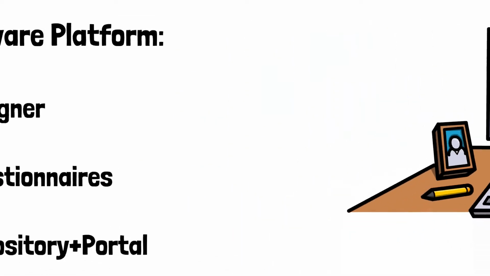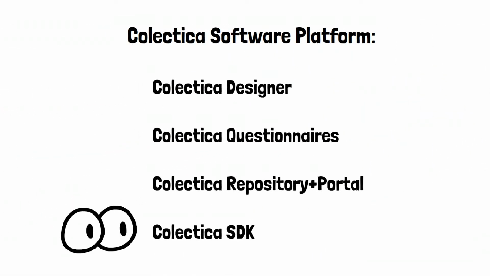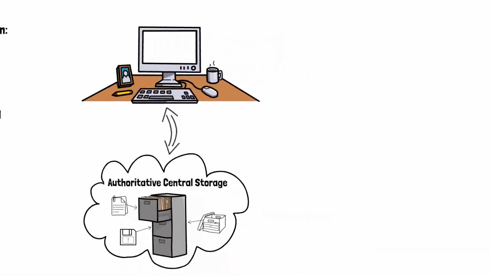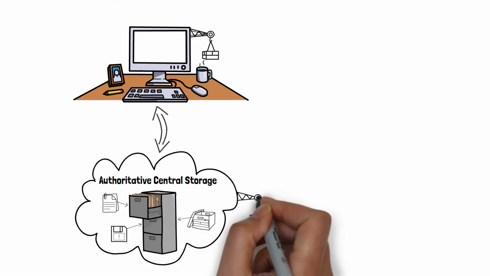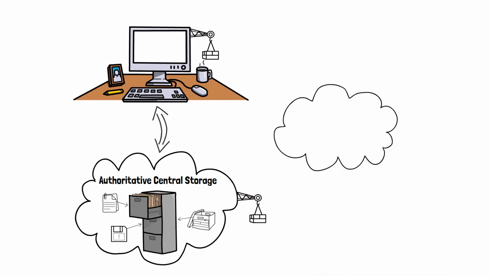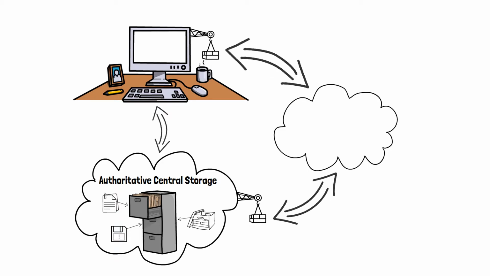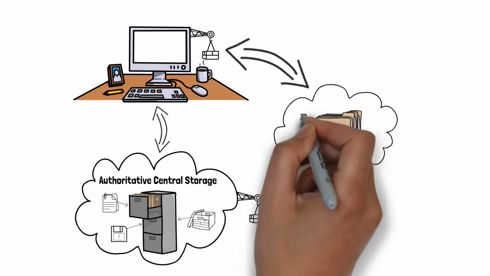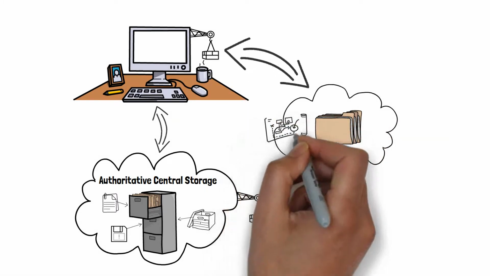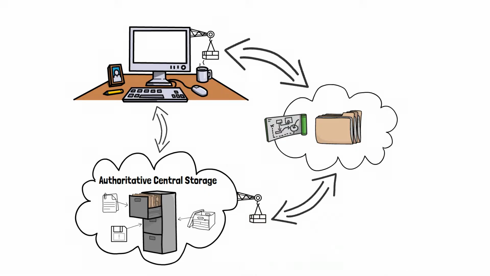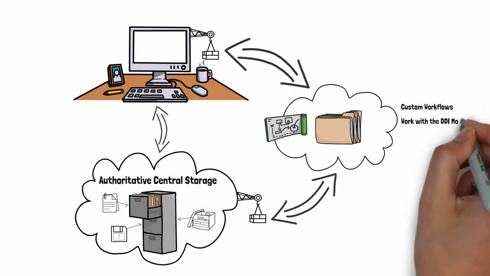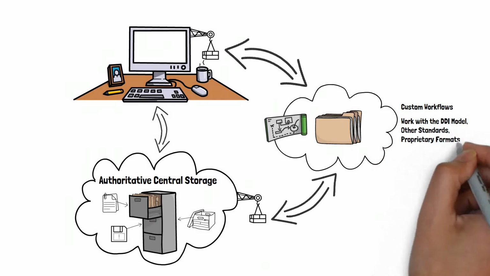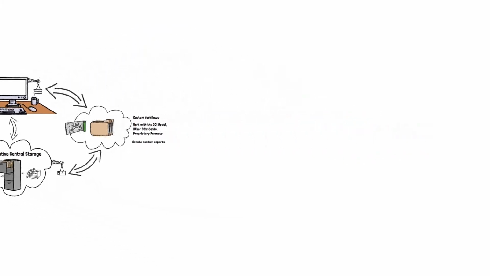And finally, there is the Colectica Software Developer Kit, or SDK. With almost everything in Colectica being extensible, this software developer kit empowers you to access and extend the software via APIs and add-ins to do things such as create custom bridges that enable Colectica to work with your unique data, as well as for your systems to make use of data and metadata generated through Colectica. You can then create custom workflows in your special environment, work with the DDI model as well as other standards or proprietary formats, and also create custom reports.